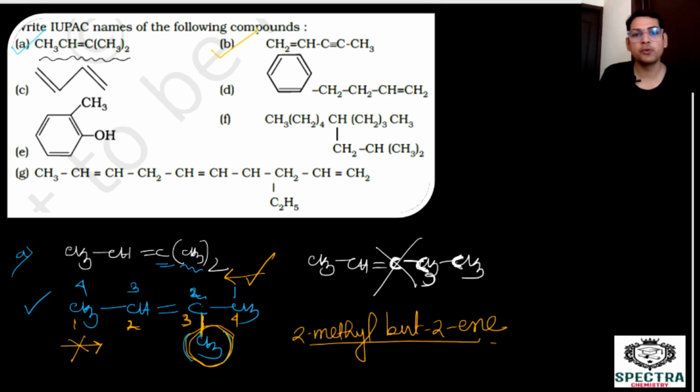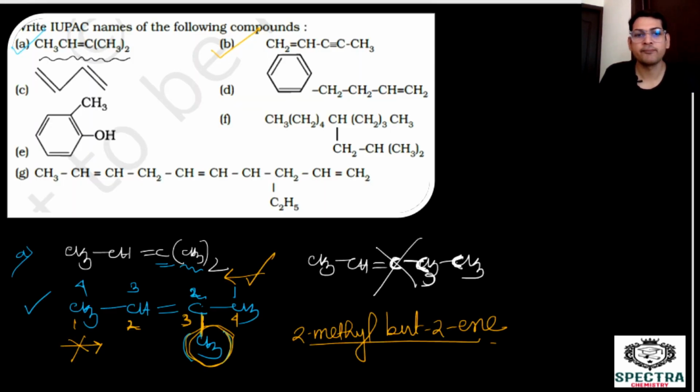Now we will do question number 2, which we can do very easily. Let me write the molecule first: CH2 double bond CH, then CH2, then C triple bond C, CH3. Now sir, how to name this? How to number this? First 1, 2, 3, 4, 5, if I go this way, or if I go the other way, let's do it in blue, 1, 2, 3, 4, 5.